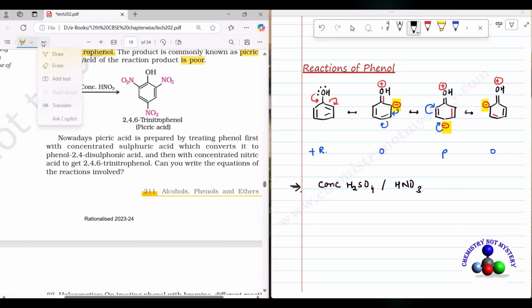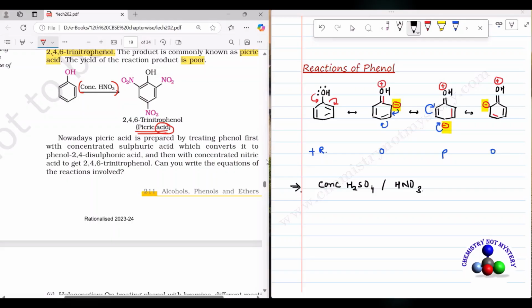So when you increase the concentration of nitric acid, so if you take concentrated nitric acid instead of dilute nitric acid, nitration will take place at all the positions, both ortho and para position, and it results in the formation of 2,4,6-trinitrophenol. This derivative of phenol is also called picric acid. So why is the phenol derivative named as an acid?